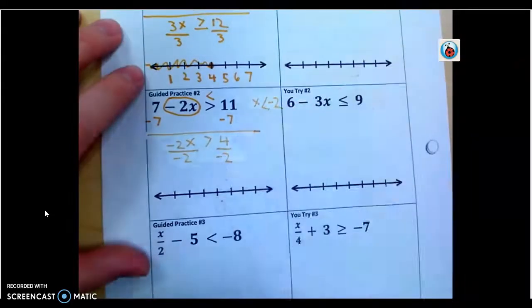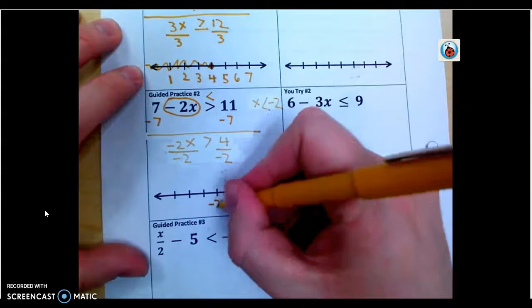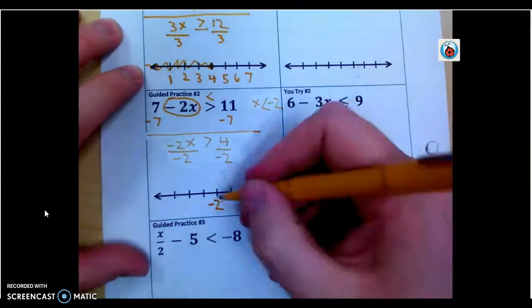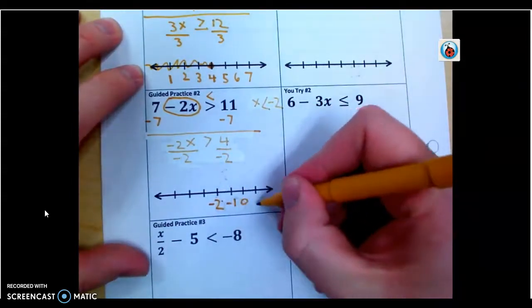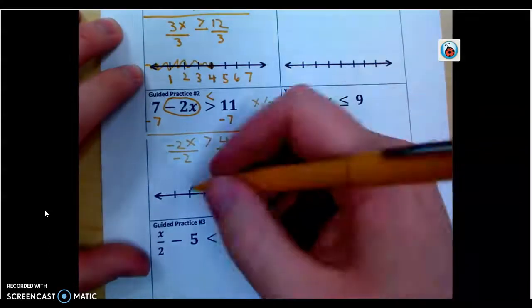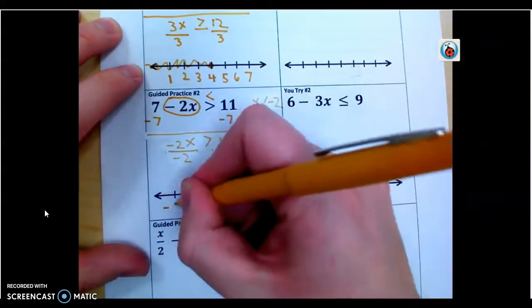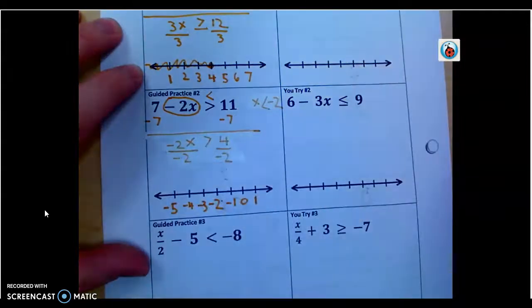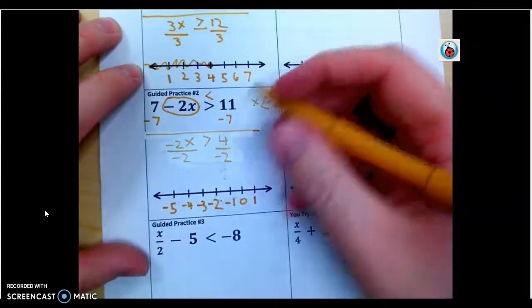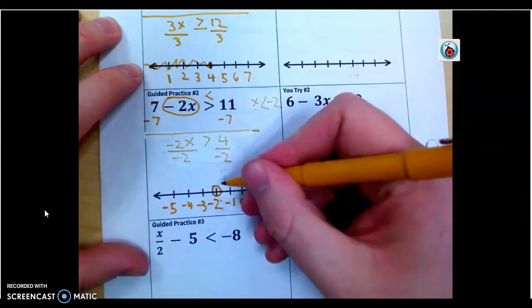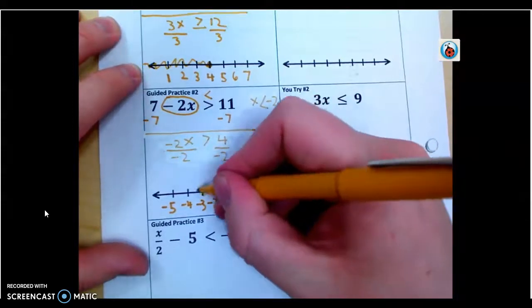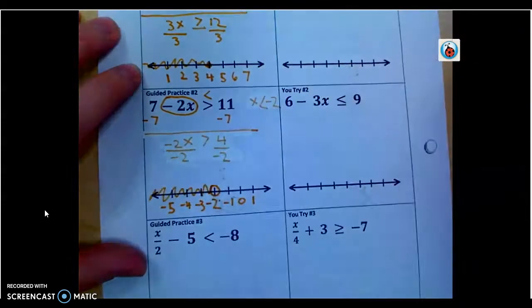So when I fill out my number line, I'm going to put negative 2 right here, which means to the right it's going to be negative 1, 0, positive 1. To the left is going to be negative 3, negative 4, negative 5. And I'm going to graph it with an open circle at negative 2, shading to the left.